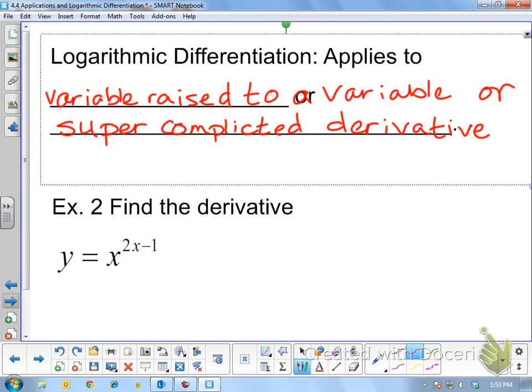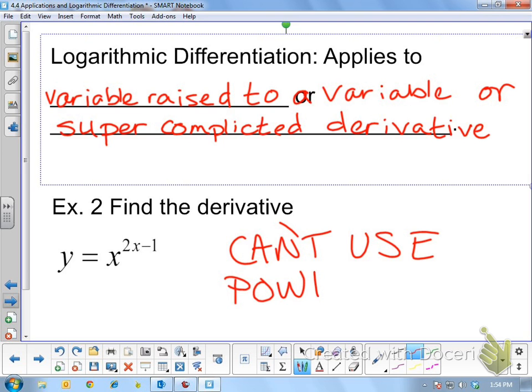Okay, so here's the case of a variable to a variable. So when we do logarithmic differentiation, its purpose is because I cannot use power rule on this. Don't use power rule. Why can I not use power rule? Because it's x to the x. Power rule only applies to x to a number, not x to the x.